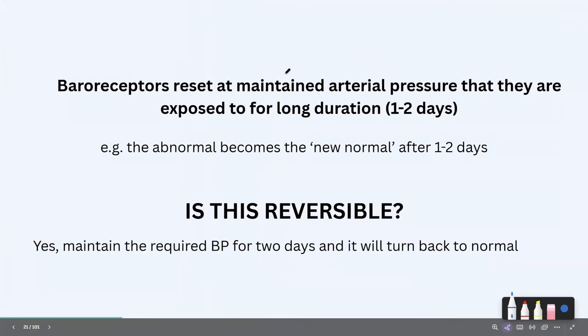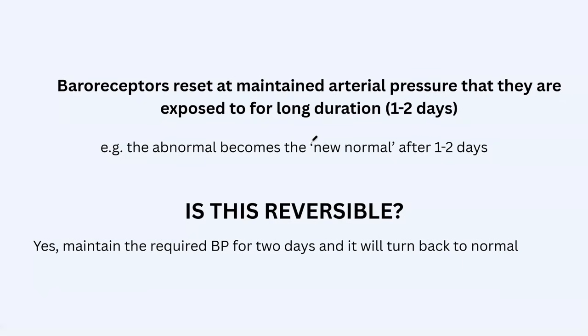Now, baroreceptors reset at maintained arterial pressure that they are exposed to for long durations. Okay? So the abnormal one becomes a new normal after 1 to 2 days. If you have a blood pressure of 120/80, it is normal. But God forbid, in a person with chronic hypertension or early hypertensive symptoms, if his blood pressure increases to, for example, 140/60, and this remains for 1 to 2 days, the receptors are going to keep sensing this and they're going to adapt to it. So this will become the new normal, when this shouldn't be the case because this is abnormal.